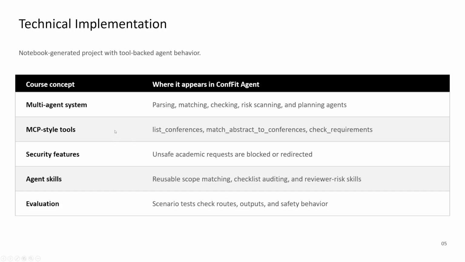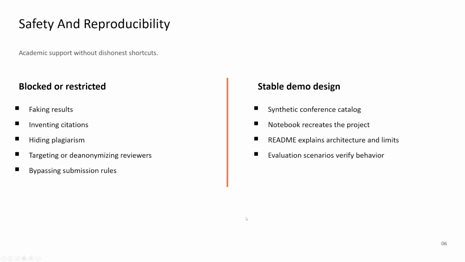On the technical implementation side, these course concepts have been covered. The first one is a multi-agent system, that is, parsing, matching, checking, risk scanning, and planning agents are there. Then MCP style tools are present. Security features have been implemented, that is, unsafe academic requests are blocked or redirected. Then separate agent skills are there, and also evaluation. Some tests have been done to see whether the routes are correct, whether the outputs are the expected outputs, whether there is safe behavior overall, and so on.